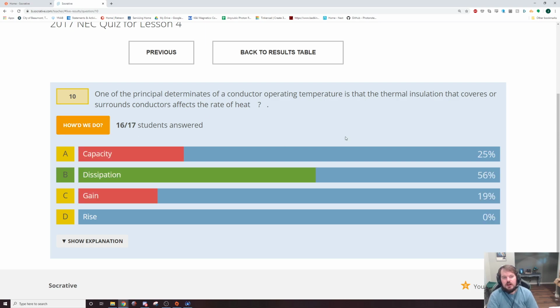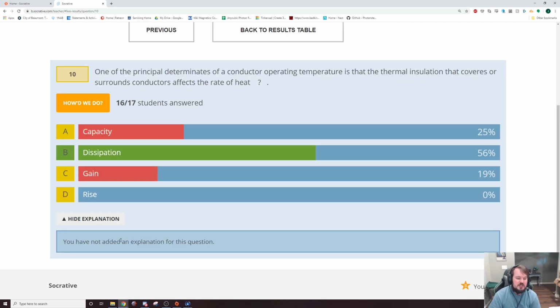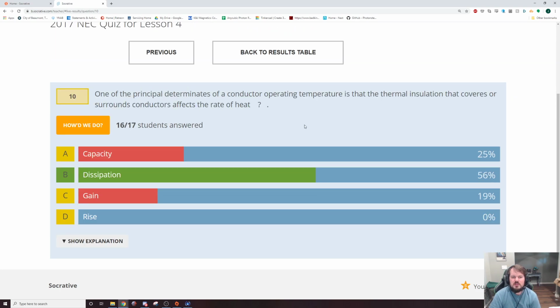Dissipation. I don't know if this is in the code book. Yeah, I don't think it's in the code book. The principal determinants of conductor operating temperature. So what this is talking about is where does the insulation rating come from, like the temperature rating for the insulation. And it has to do with the rate of heat dissipation for that insulation and when it's going to start melting whenever it fails to keep the temperature in.